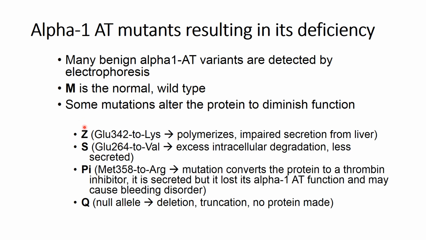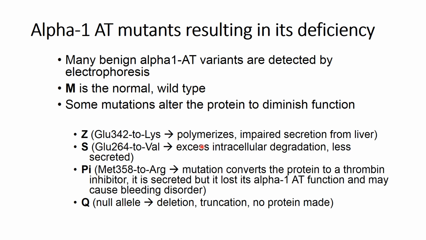One of these mutants is called Z. Although you don't need to remember, I wanted to show you that in this case, a glutamic acid, which is charged negatively, changed to a lysine, which is positively charged. As in every protein, if the charge is changing, there may be different interactions within the protein or among the secreted proteins, and this is what happens in the Z mutation.